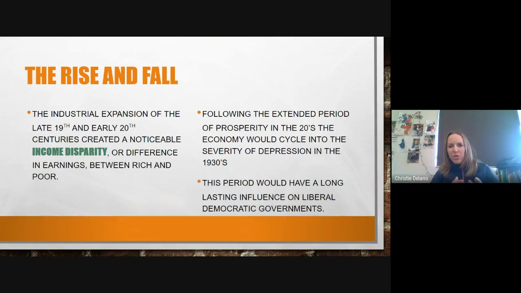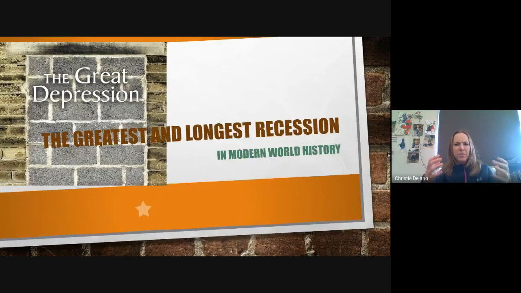Following that period of time in the 20s, this prosperity, we delve into the severe depression of the 1930s. And this would have tremendous long-lasting influences on democratic governments around the world. And it is really the Great Depression that is going to introduce massive progressive and social interventions that produce our current idea of liberalism. So the Great Depression was the longest recession in modern world history, right? It lasts pretty close to darn near a decade.